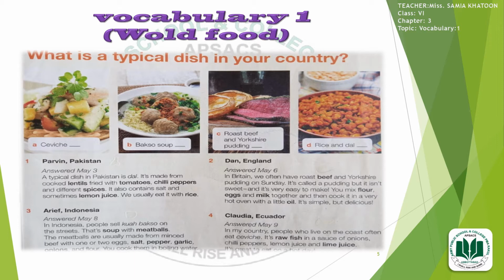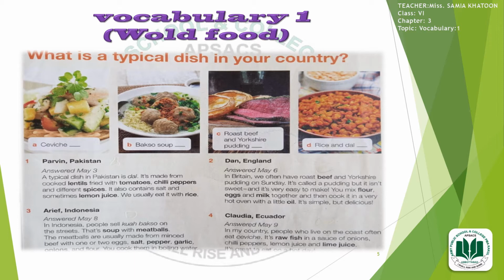Okay. A typical dish in Pakistan is dal. It's made from cooked lentils fried with tomatoes, chili peppers, and different spices. It also contains salt and sometimes lemon juice. We usually eat it with rice. So you have seen different words are written in bold in this paragraph. Note down these words. Now let's come to paragraph number 4.